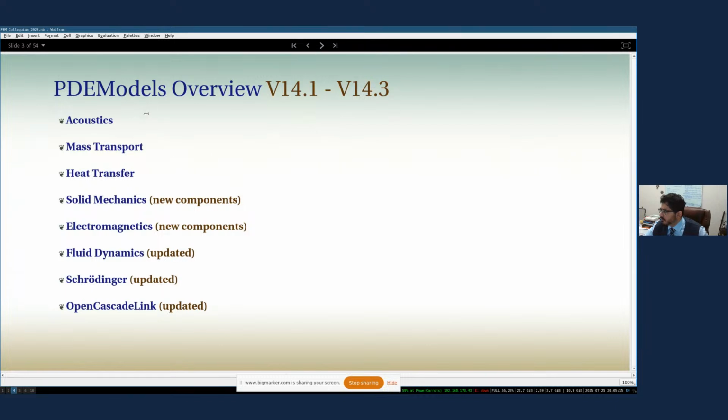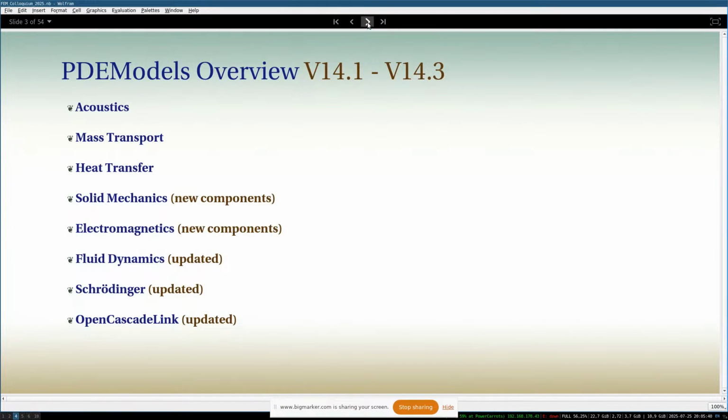So we've made contributions or additions to these components: acoustics, mass transport, and heat transfer. There are new solid mechanics components. I'm going to show some of them. We have done a lot of work in electromagnetics in that period. There are some updates in fluid dynamics. We've updated the Schrödinger PDE component. And I've also included some slides on the Open Cascade link, and I'm going to tell you a bit more about what that's about in a second.